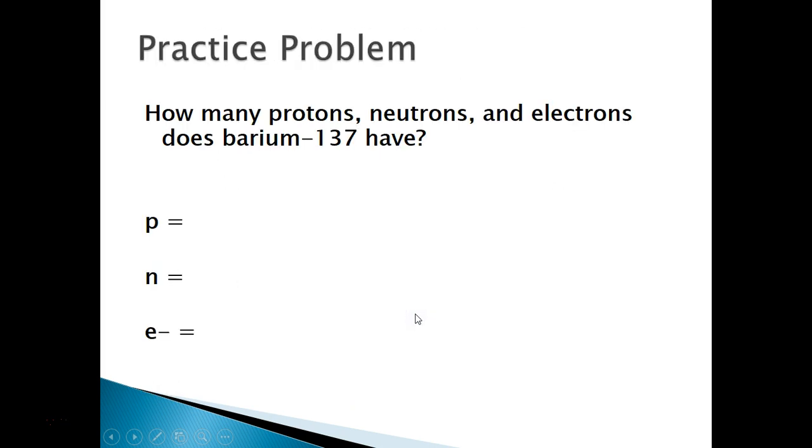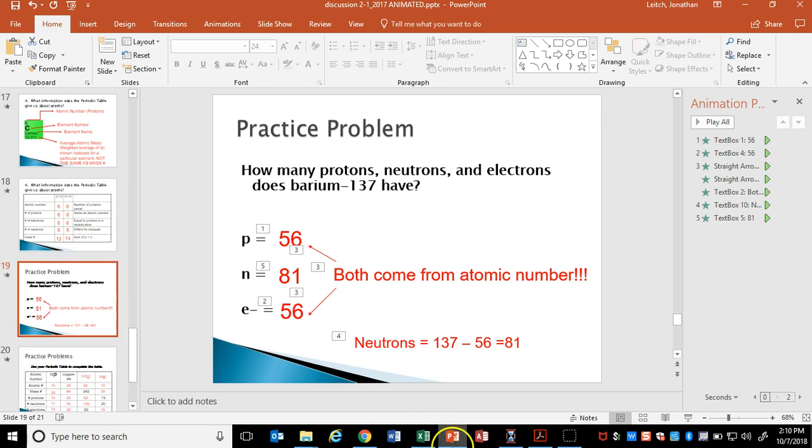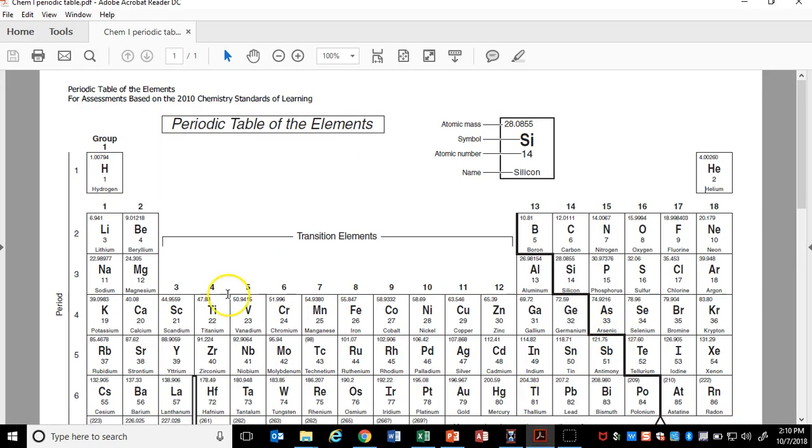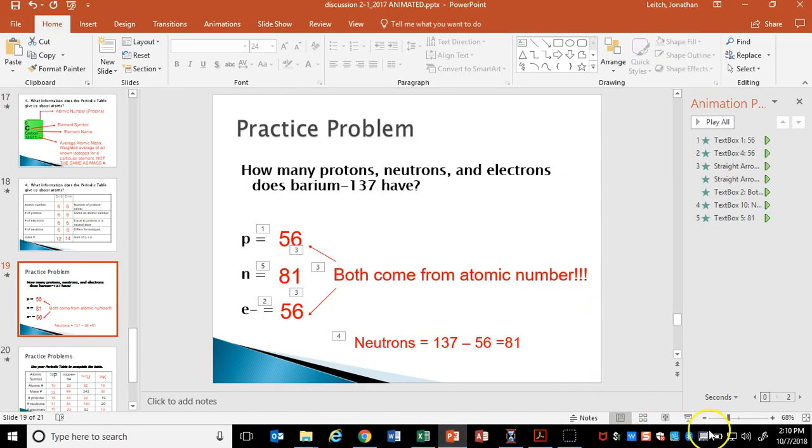So take a moment and pause the video and practice. See if you can determine how many protons, neutrons, and electrons are in an atom of barium-137. And if it helps, you should have your periodic table handy, but if not, here's barium right down here. You can pause the video and get all the information you need from it, and then answer the question.